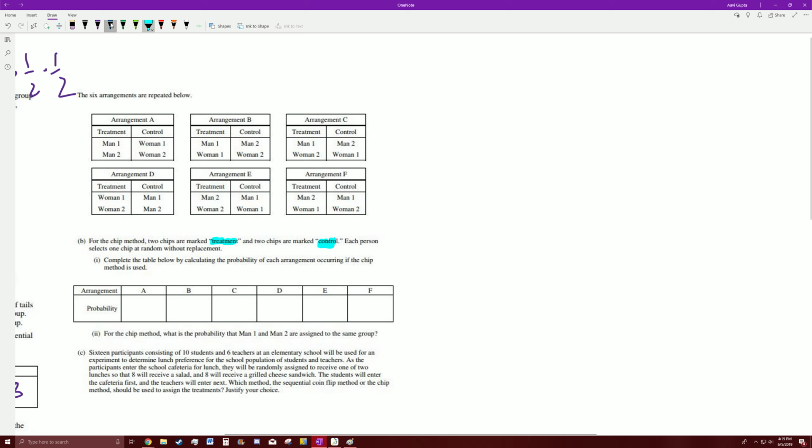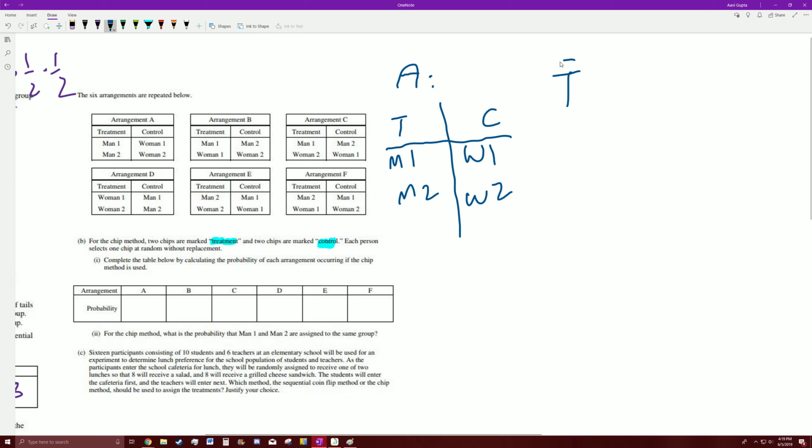So the easiest way that I visualize this is to do the following. For arrangement A, we're going to say A, colon, treatment, control, man 1, man 2, woman 1, woman 2. We don't even have to do that because actually it's fine. So again, here's our T chart. And now we're just going to draw out our chips. So there's 4 chips. 2 of them are T, and then 2 of them are control or C.